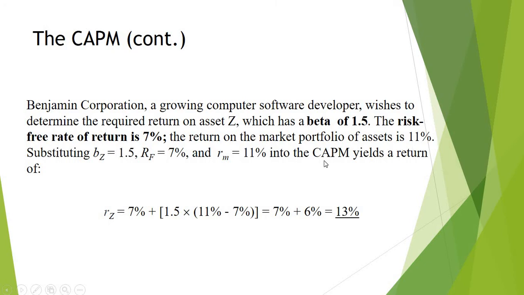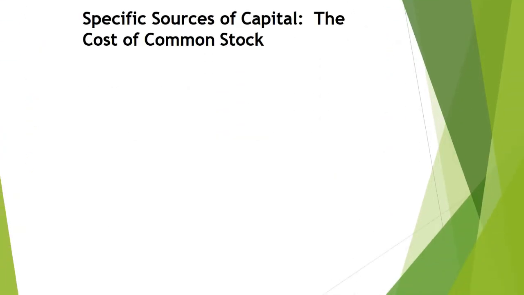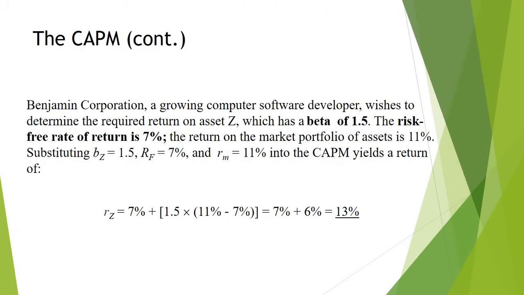Using CAPM, the required rate of return of Benjamin Corporation is equal to 7%, which is the risk-free rate, plus 1.5, which is the beta, times the market return of 11% minus the risk-free rate of 7%. So the required rate of return of Benjamin Corporation is 13%. Using the CAPM, we can also find out the cost of common stock.